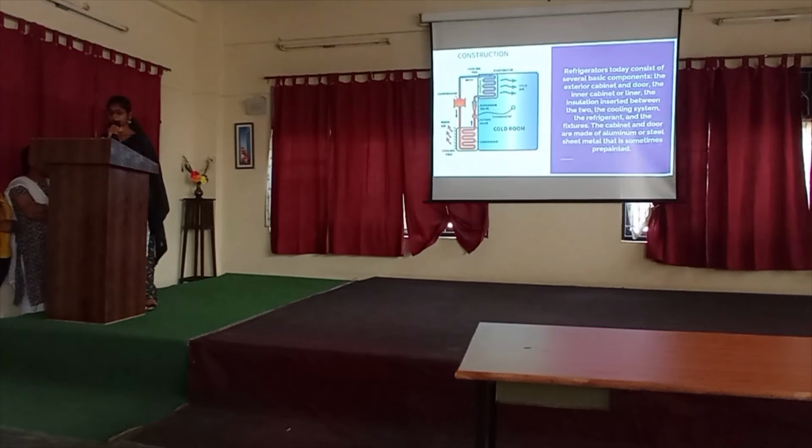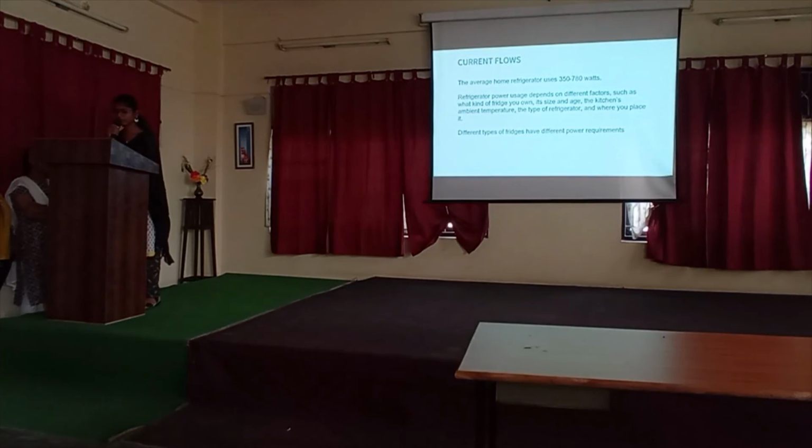Construction. Refrigerator today consists of several basic components: the exterior cabinet and door, the inner cabinet or liner, the insulation inserted between the two, the cooling system, the refrigerant, and the fixtures. The cabinet and door are made of aluminium or steel sheet metal that is sometimes pre-painted. Next will be continued by Maheshwari.